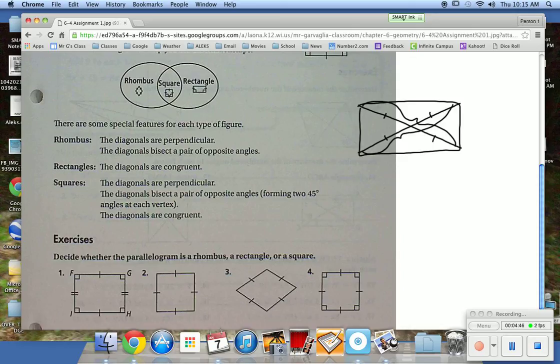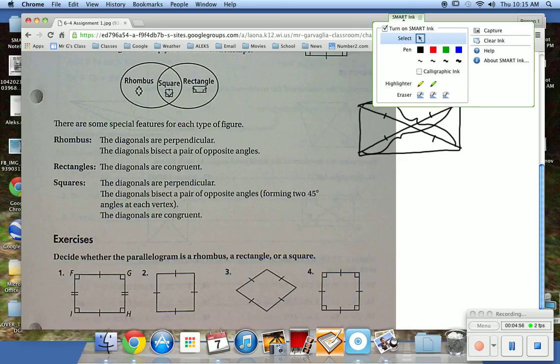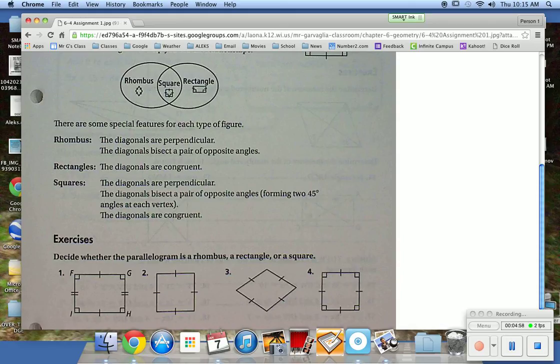Rectangles have 4 90-degree angles, correct? Opposite sides are congruent. And our diagonals are congruent. On squares, the diagonals are perpendicular. We already went over that. The diagonals bisect a pair of opposite angles. Ooh, that's a good one.